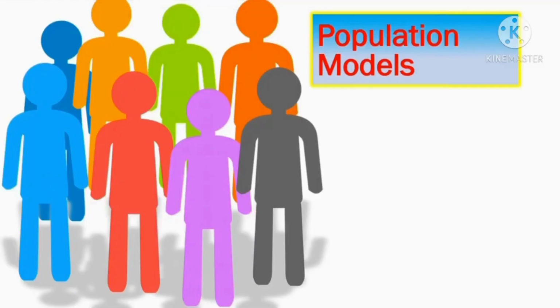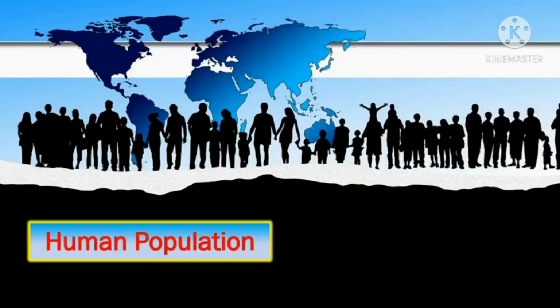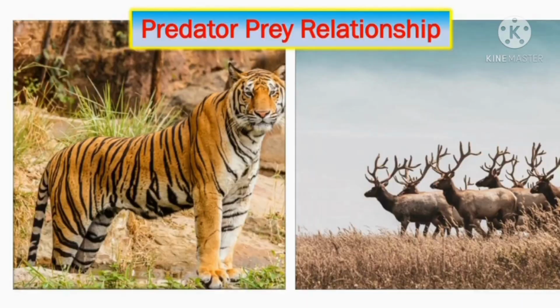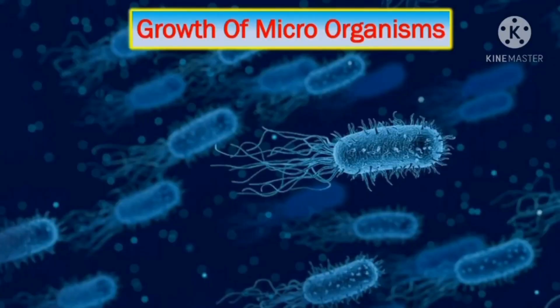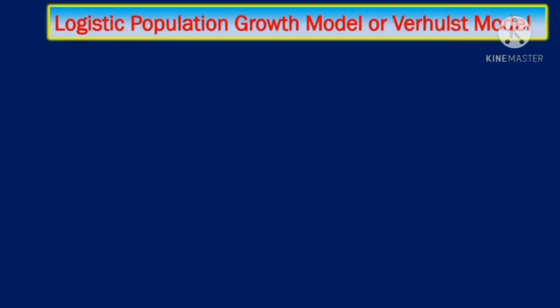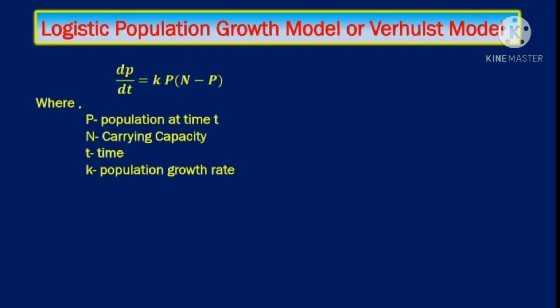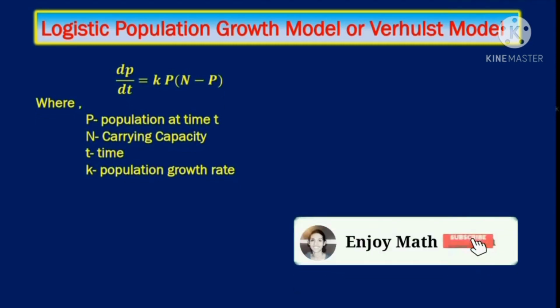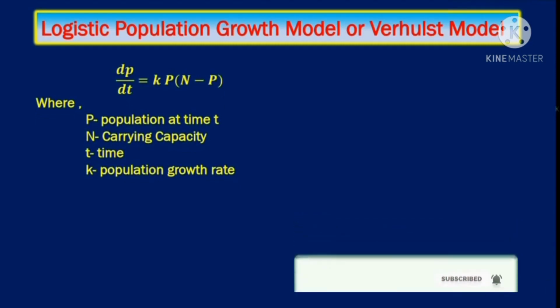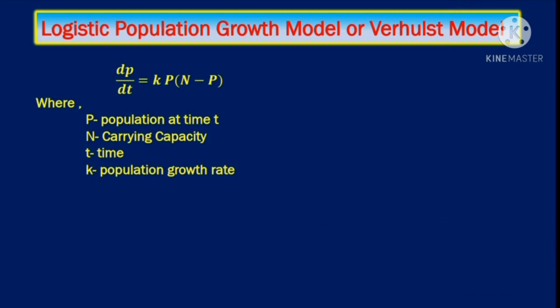An important application is the population model. So friends, whether it's the growth of human population or the number of predator versus prey or the growth of microorganisms, we have population which is constantly changing with respect to time. And this can be very well depicted using differential equations. And one such model is the logistic population growth model. If P is the population and T is the time, then the rate of change of P with respect to T is directly proportional to the product of P and the difference between the carrying capacity and P.